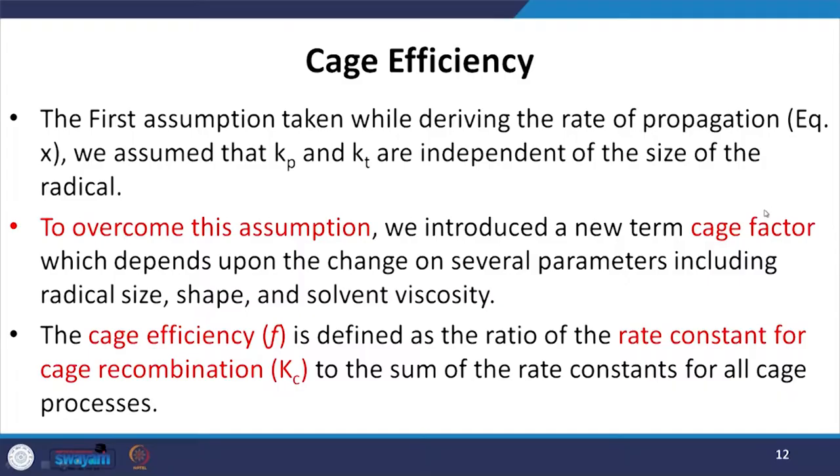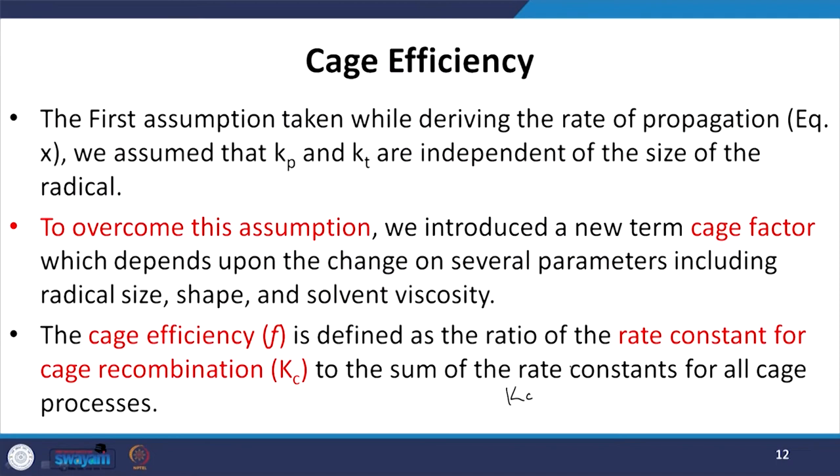Now, if you see equation number 10, we assume that the rate constant of propagation and rate constant of termination are independent of the size of the radical. Because we have taken this assumption, and to make things more realistic in nature, we need to overcome these assumptions. So, we introduce a new term, called the cage factor. This cage factor depends on several parameters, including the radical size, shape, and sometimes solvent viscosity. The cage efficiency, sometimes referred to as F, is defined as the ratio of the rate constant for cage combination, Kc, to the sum of rate constants of all cage processes.